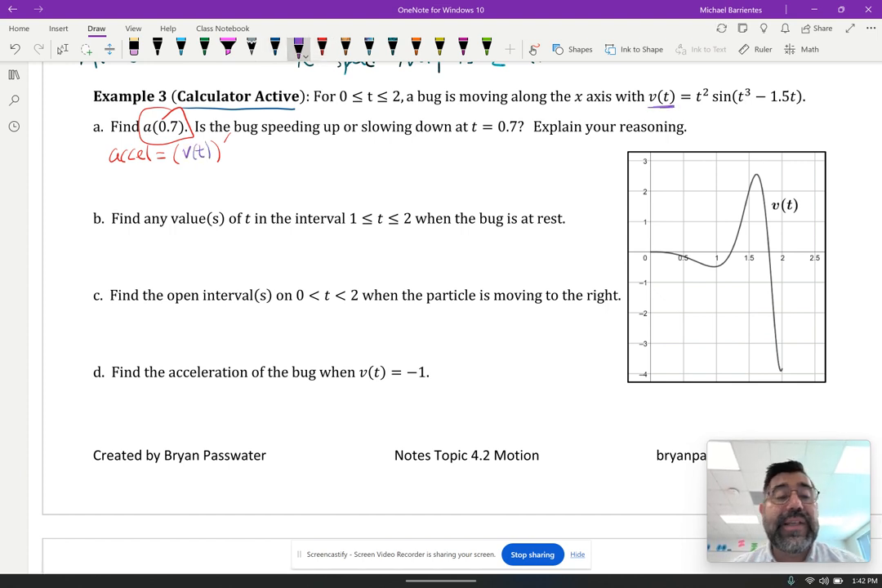So here's my velocity. We're going to have to find the derivative of this. Could I do the product rule? Sure. I have t squared times sine of t cubed minus 1.5t. I could find the derivative using the product rule, but they let me use my calculator. So why don't I just use my calculator? So we're going to find the derivative at 0.7 because the acceleration is the derivative of velocity.